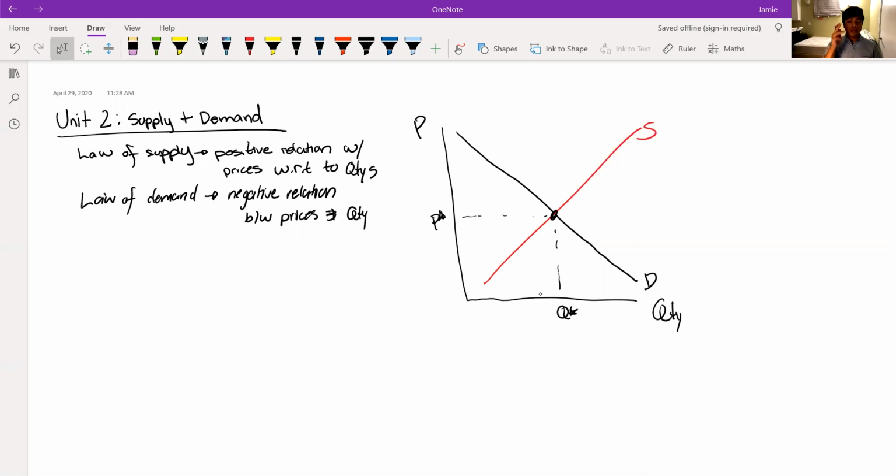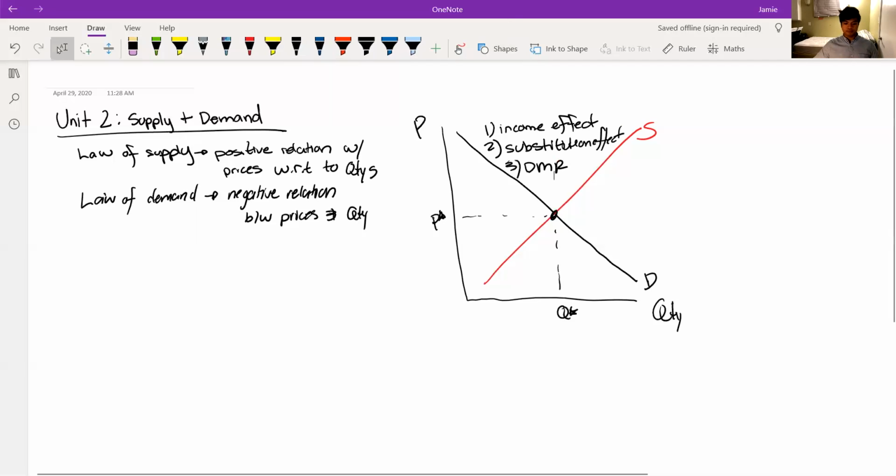That will yield us P star, which is the market's equilibrium price, and Q star, indicating the market equilibrium quantity. The demand curve slopes downwards due to three reasons: the income effect, the substitution effect, and diminishing marginal returns. So those are three reasons why it slopes down.